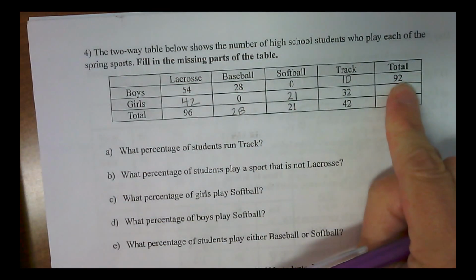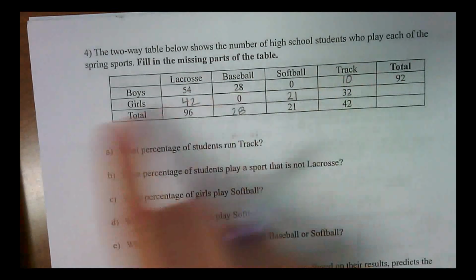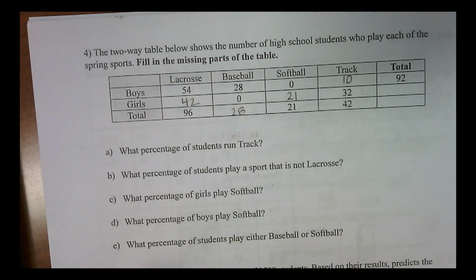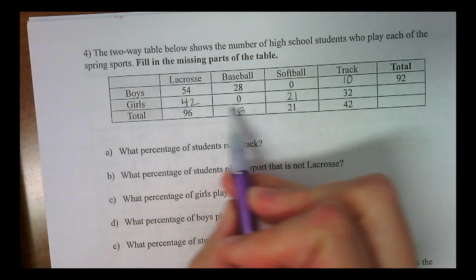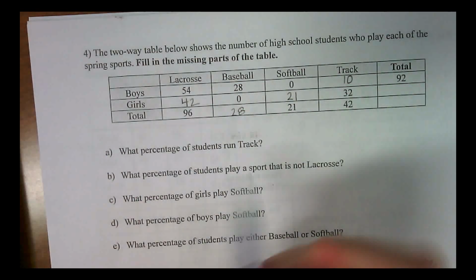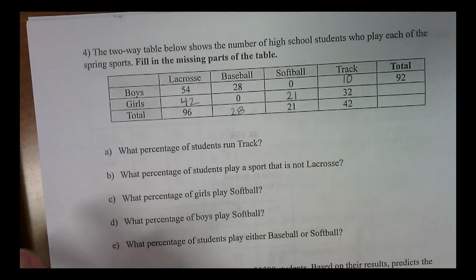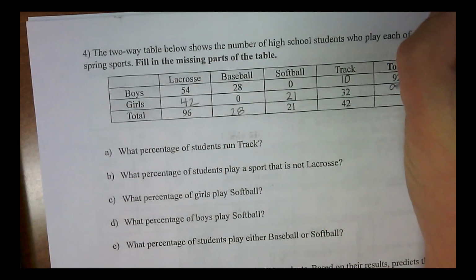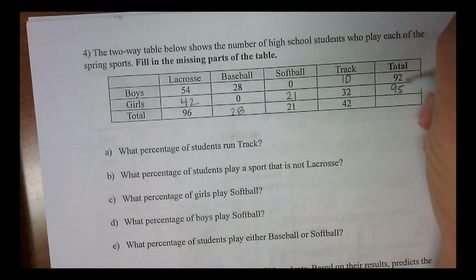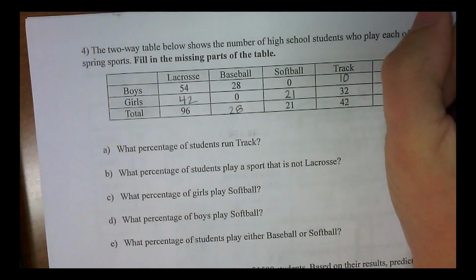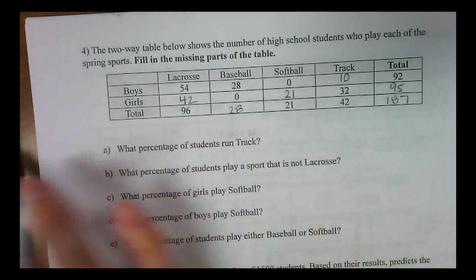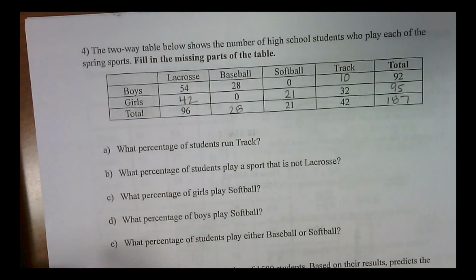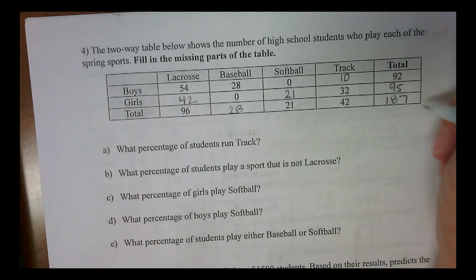We can double check ourselves here because these numbers across the top row should add up to 92. So if I add these up, I do get 92. We're going to add up across this row here. We've got 42, 21, and 32. That makes 95. I'm going to add these two together. I get 187. And to double check myself, I'm going to add these to make sure I get 187. And I do, so I'm good. I didn't make any mistakes.